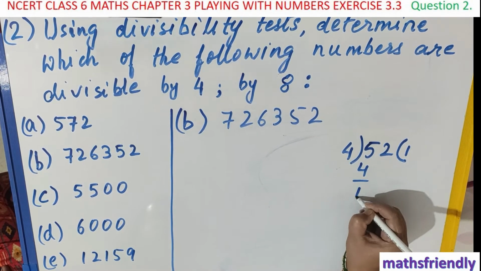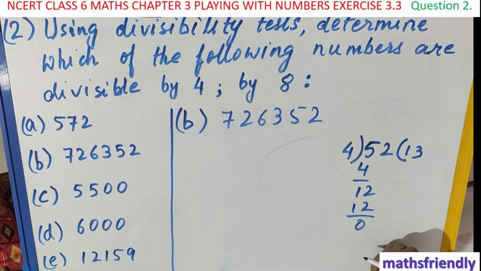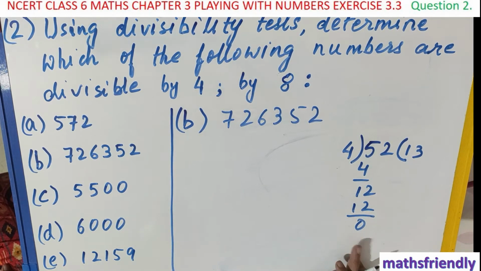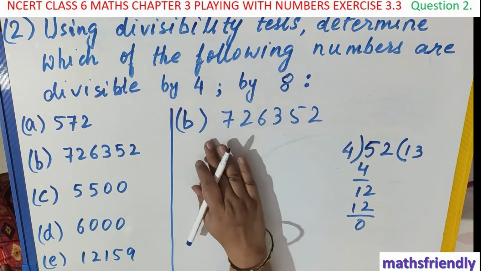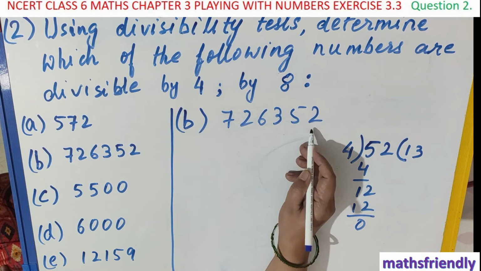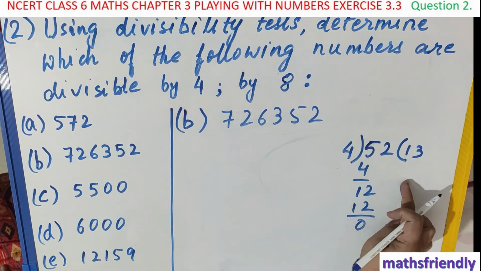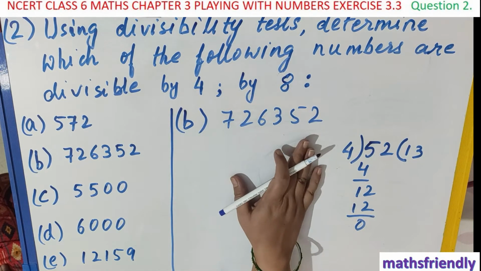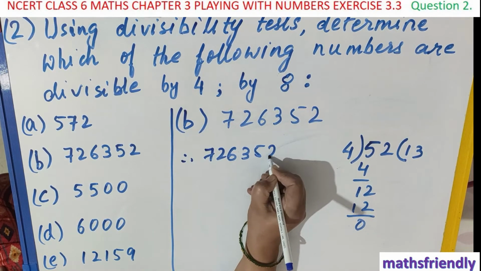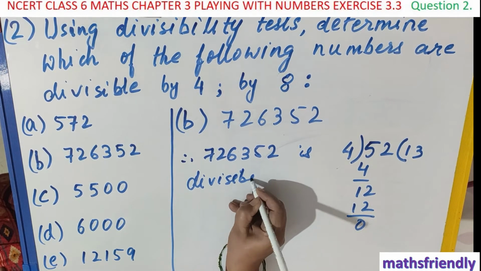4 ones are 4, 1 carry, 2 will come down, 4 3s are 12. The remainder is 0. It means this number is divisible by 4 because we got the remainder 0. Okay, it means this whole number is divisible by 4 because the last two digits, that is the digit at ones place and tens place, the number formed by these two digits is divisible by 4. So the whole number is divisible by 4. So what can we write? Therefore 72652 is divisible by 4.